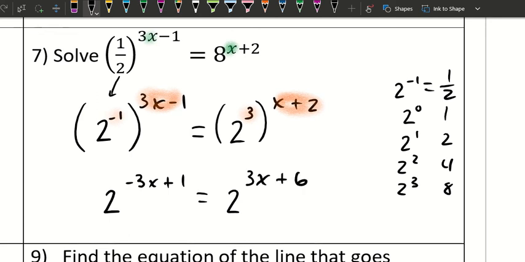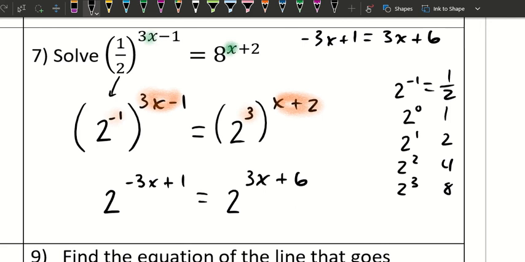That's a very beautiful thing, because now I have an exponential equation in which my bases are identical. They're both the number 2. So I can rewrite this by setting those exponents equal to each other. The only way this is solvable is if negative 3x plus 1 is exactly the same as 3x plus 6. Then and only then will these two expressions be equal to each other.